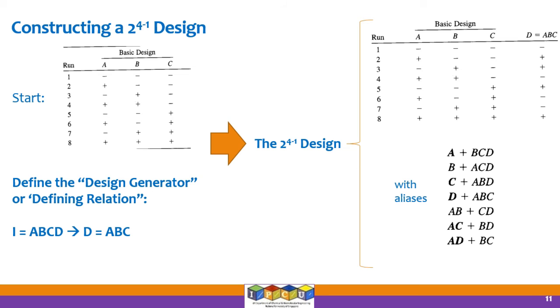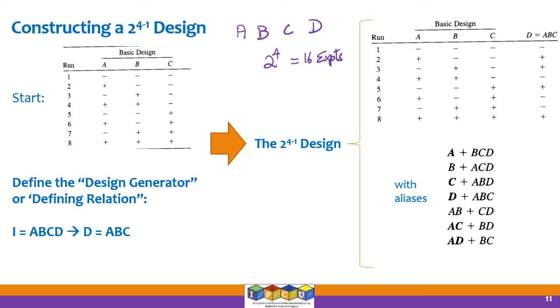Okay, so if you have to construct a 2 to the power of 4 minus 1 design, that means we have 4 factors, right? We have 4 factors A, B, C, and D. Full factorial will mean 2 to the power of 4 is equal to 16 experiments. This is full factorial. But unfortunately, I have resources only to do 8 experiments and I want to get the best out of the system. So how do I plan and design the 8 experiments? That is the question before us.